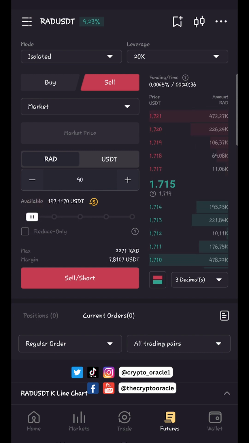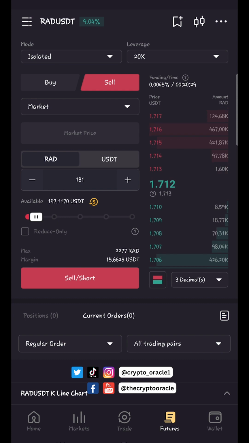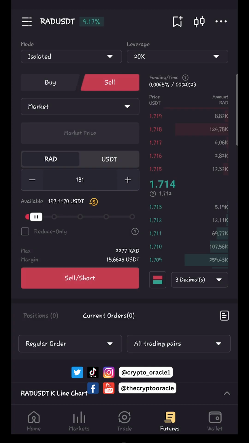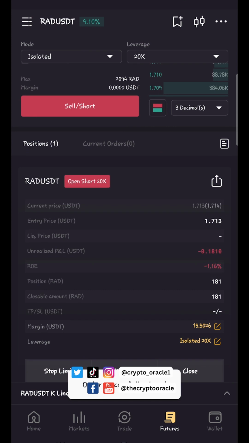So from my total balance of 197, I'm going to be entering this trade with a $15 margin, 15 USDT margin. So I can see 15.66. That's just $15 to me, right? And I'm going to be clicking on sell short. So I'm going to confirm. So once I confirm, my order has been successfully opened.